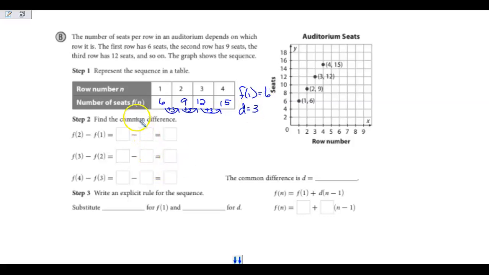All right. We found it. We did 9 minus 6, and that's 3. And then 12 minus 9 is 3, and 15 minus 12 is 3. Write an explicit rule for the sequence. We're going to substitute 6 for the first term, and we are going to substitute in 3 for d. So f of n is my first term plus my common difference times my previous term.